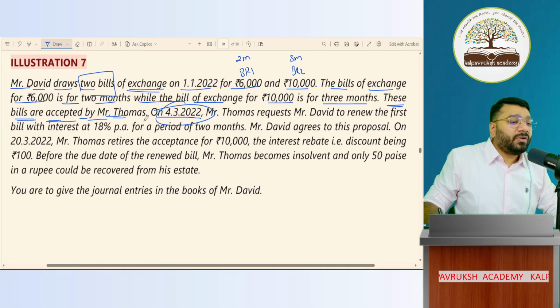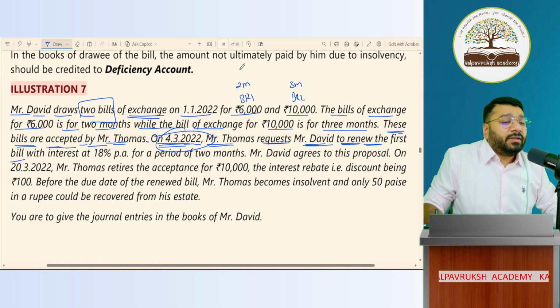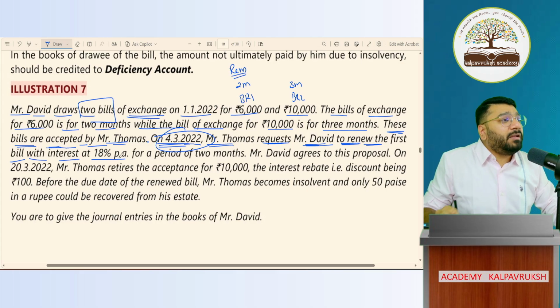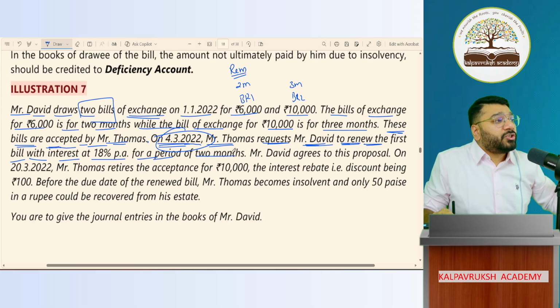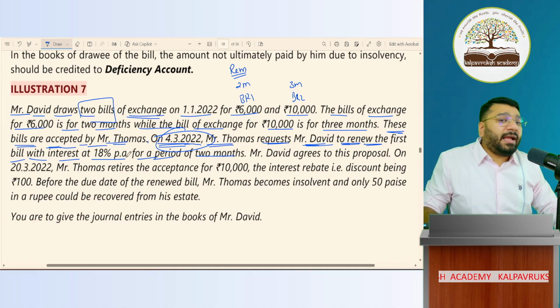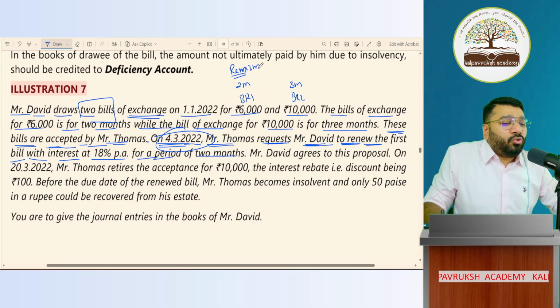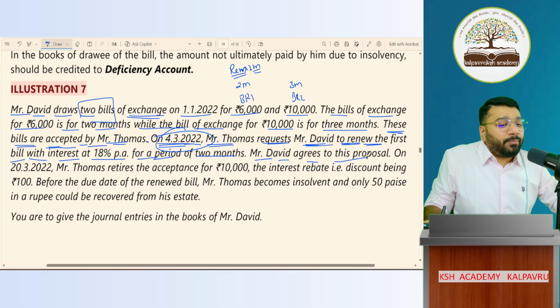Okay. So full stop here. Then it says that on 4th March 22, Mr. Thomas requests Mr. David to renew the first bill. So the first bill is gone for renewal with the interest rate of 18% per annum, again for a period of 2 months. So the extended bill is for a period of 2 months. Now don't come like a donkey and tell, sir, after per annum there is a dot, so a new sentence. Can I teach all this in an accounts class? So renewal of the bill is for what period? 2 months. Mr. David agrees to this proposal.